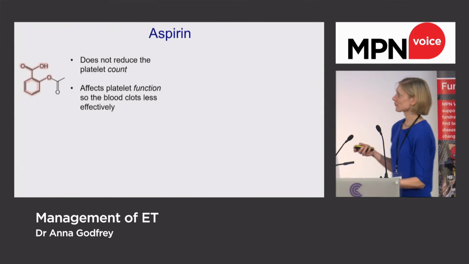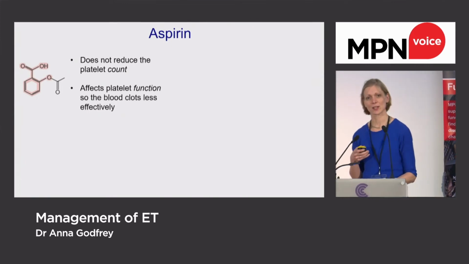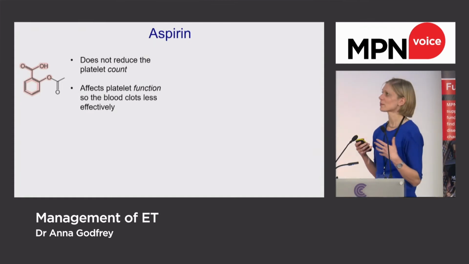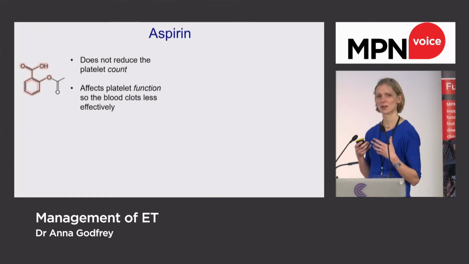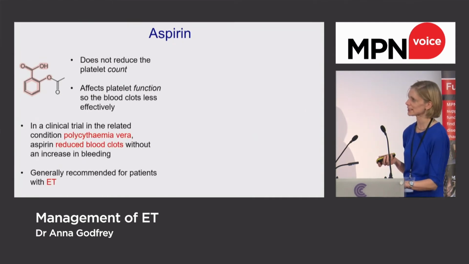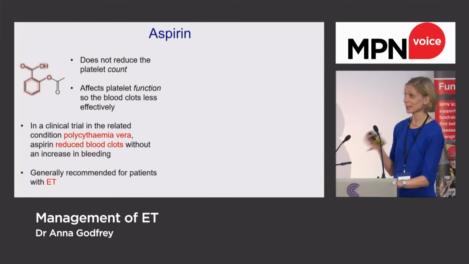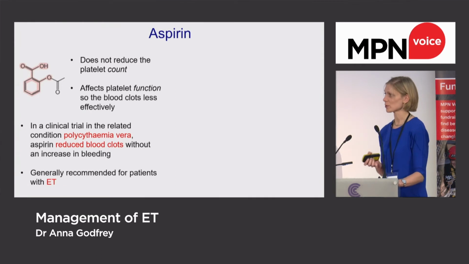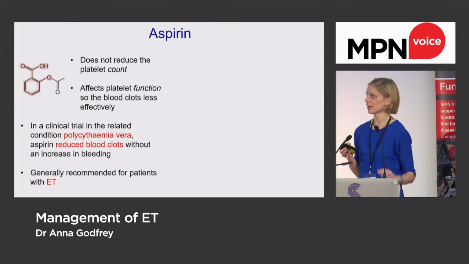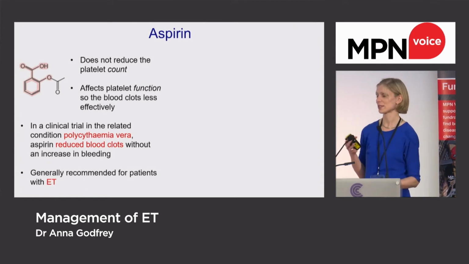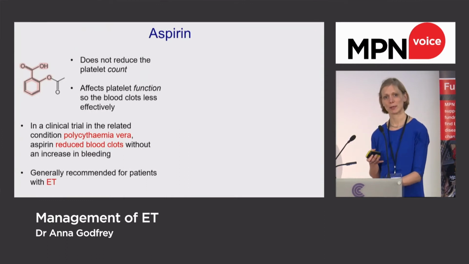So aspirin. To remind you, aspirin is a drug that does not reduce the platelet count, but the way it works is to affect the platelet function so that your blood is clotting less effectively. So the reason that we recommend aspirin in ET is because there was a clinical trial now quite a long time ago in the related condition, PV, in which we found that aspirin reduced the risk of blood clots without any increase in bleeding. And because PV and ET are closely related, there has been a recommendation that we also use aspirin in people with ET.